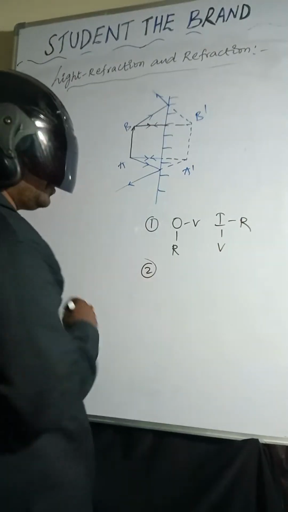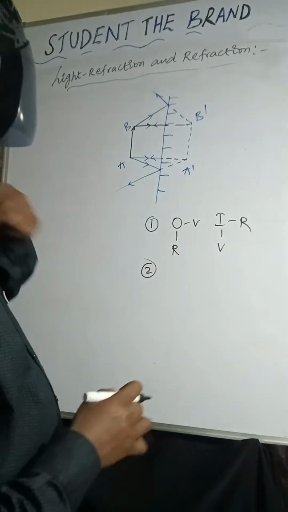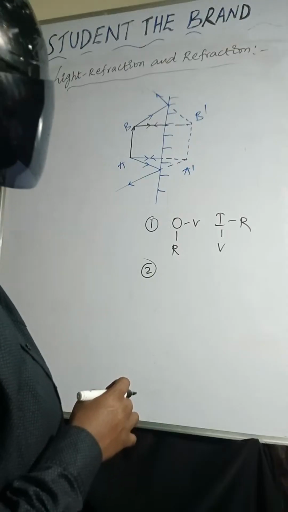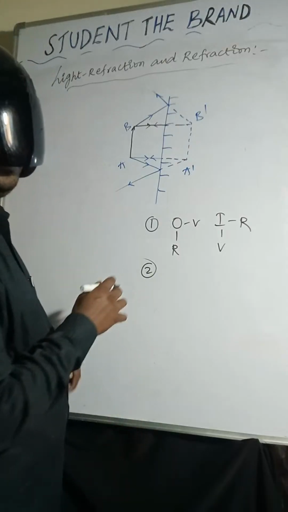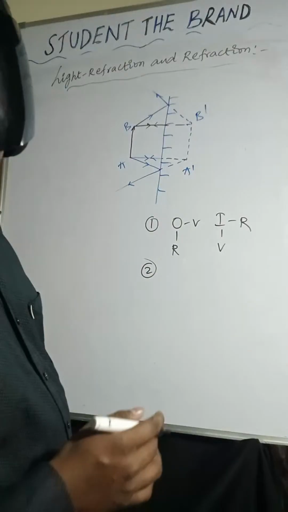Coming to the second point, height of the object is equal to height of the image.